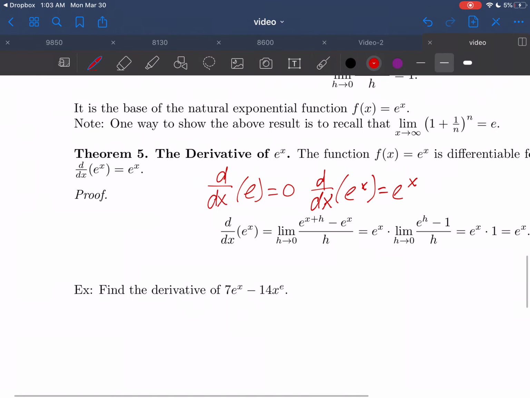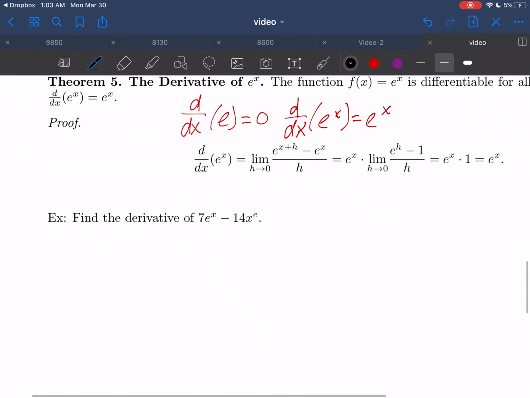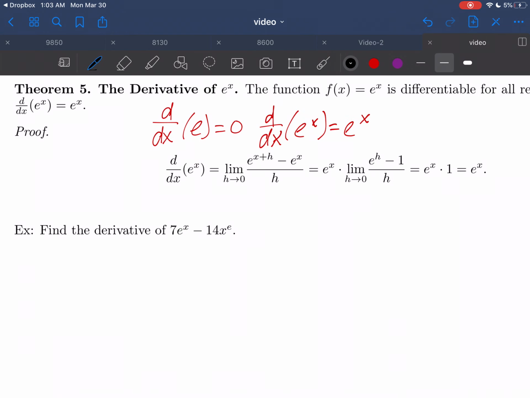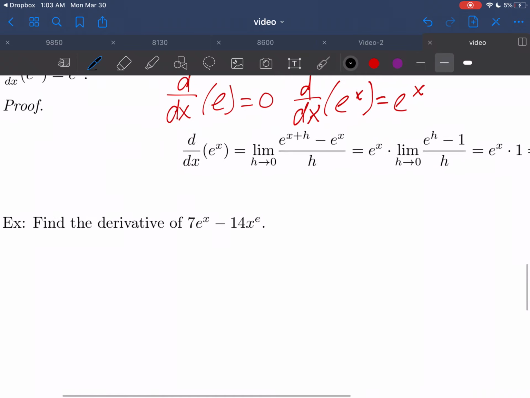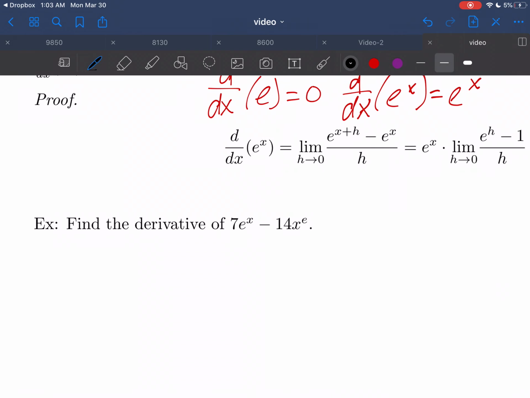Granted, it still has to obey all the other rules. So for example, if we want to find the derivative of our function right here, we've got the e to the x in here, but it still obeys all the other rules. So what it is not is this, which is not the same thing. Not the case at all.